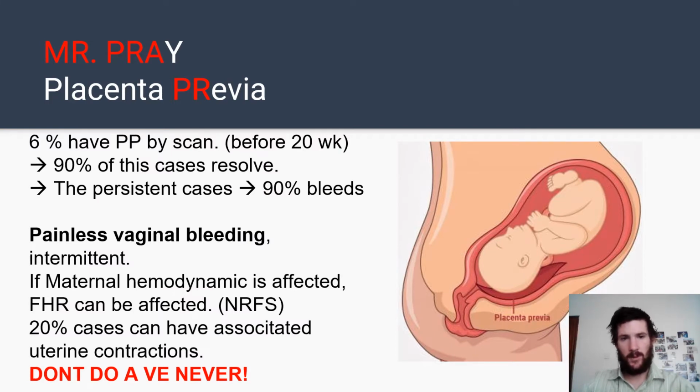Now we're going to talk about the PR of Mr. Prey, that is placenta previa. Placenta previa and abruptio placentae are the two common causes of APH, so it's important to know them very well. So the placenta previa is when the placenta is inserted in the lower uterine segment near the os.